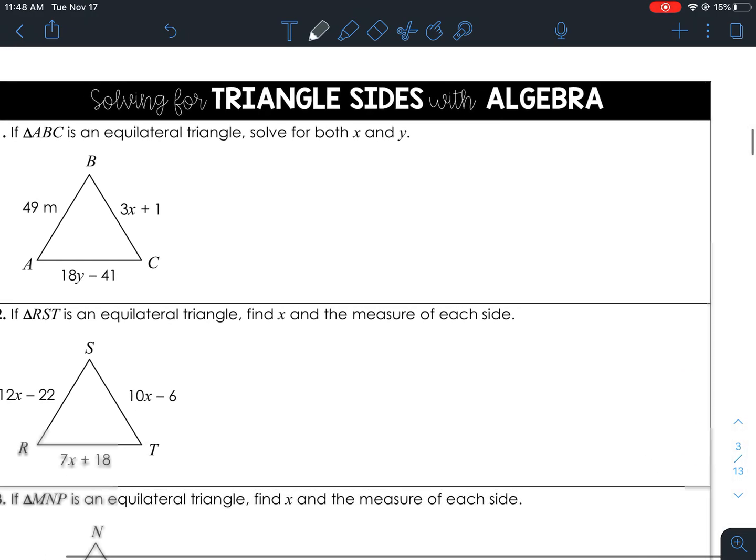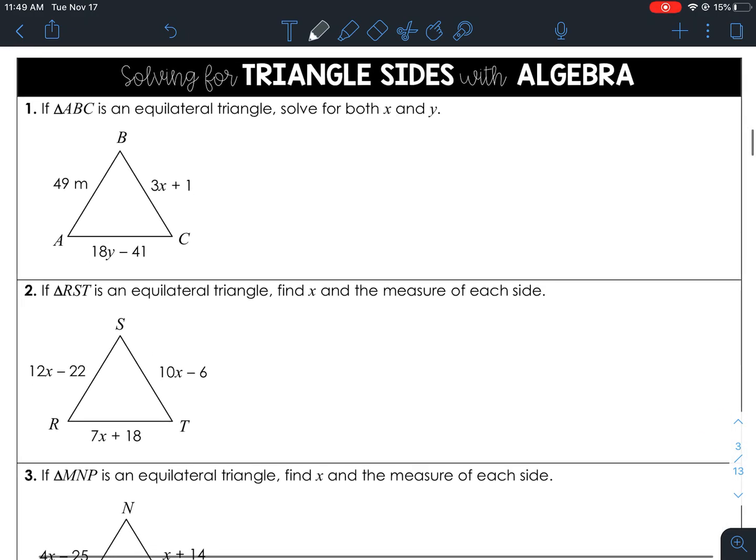Last thing we're going to do today is solving triangle sides with algebra. So, we're going to use what we know about our sides and see if we can solve some equations. Here we have an equilateral triangle. So what we're going to do is solve for both x and y, knowing that because it's equilateral, all of our sides are the same. So here's a number. I'm going to use that number for both of these.